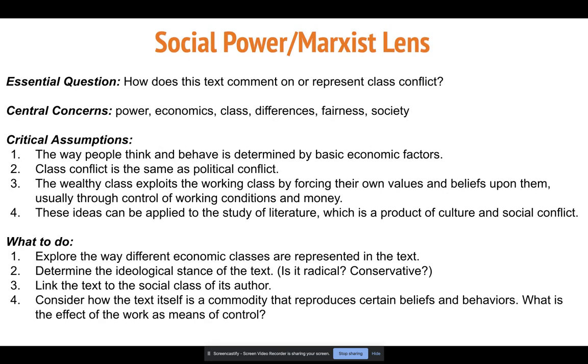Okay. Again, just a quick review of the social power Marxist lens. All of the same assumptions, right? These are the assumptions you're going to take into your text. These are kind of key words that you should include in maybe your writing and how you think about things. But essentially, your essential question is, how does the text comment on or represent class conflict?